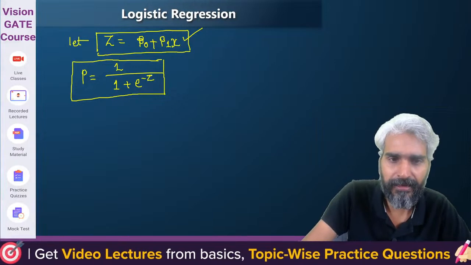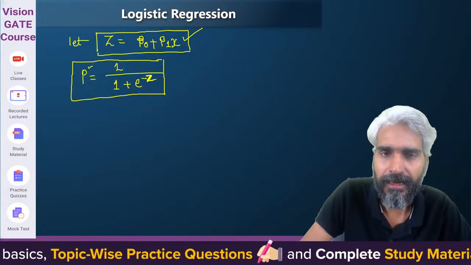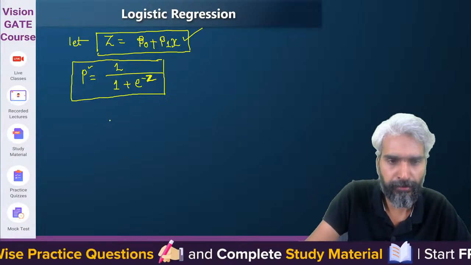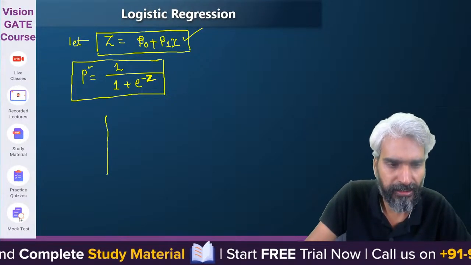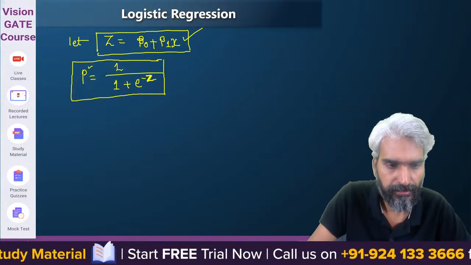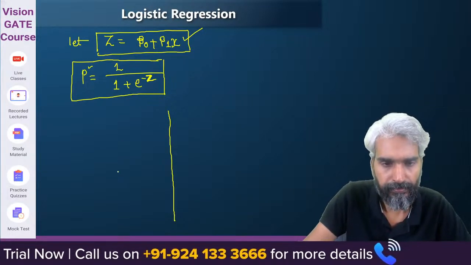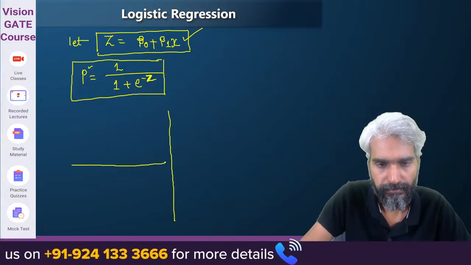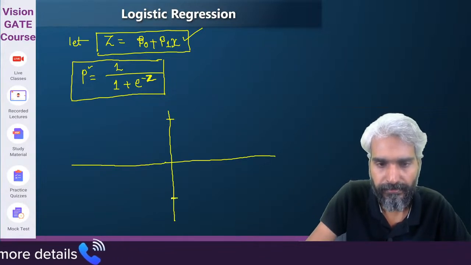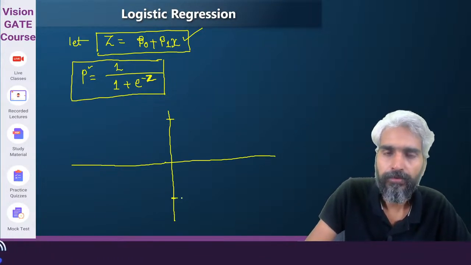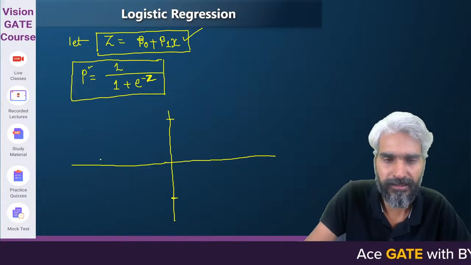Because it will become difficult to express this particular expression in the form of a line, let's assume that we are plotting the curve for p with respect to the value of z. We are plotting the curve between p and z. Can you please tell me what will be the nature of this curve? The value will range between 0 and 1, so the probability value will range between 0 and 1.